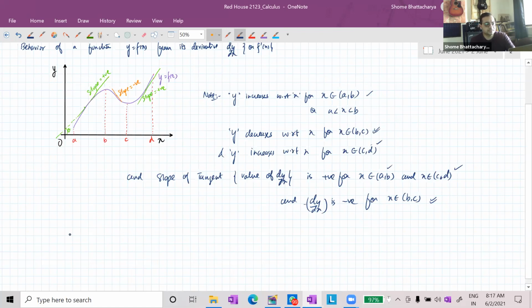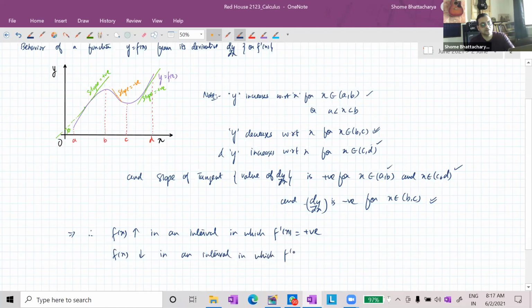So this we can now generalize and say that therefore f(x), that is the function, will increase in an interval in which f prime x or dy by dx is a positive quantity, and f(x) will decrease in an interval in which f prime x is a negative quantity. Of course, f prime x can also become 0 at a point, so we'll come to that also.